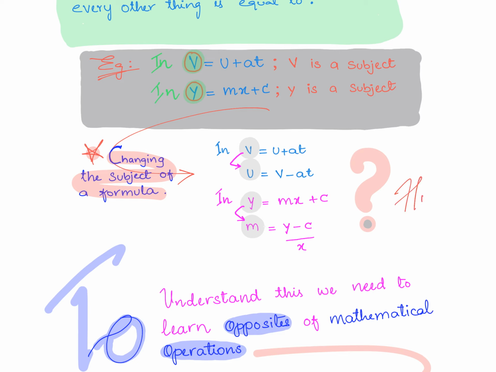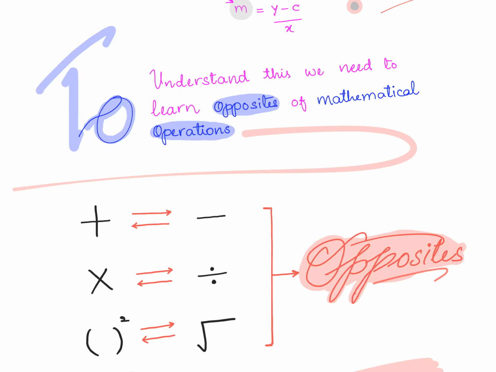How can we change the subject of a formula? To understand this, we need to learn the opposites of mathematical operations. Since you have learned in my previous videos what the mathematical operations are, let us now learn their opposites. Here are some operations like plus, minus, into, divided by, square, under root. So the operations are addition, subtraction, multiplication, division, squaring, and under root, right? And now let us learn the opposites of them.